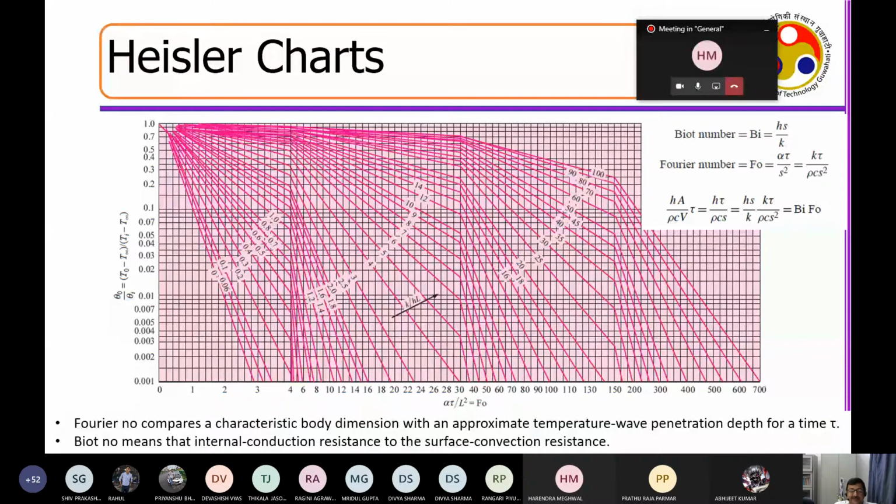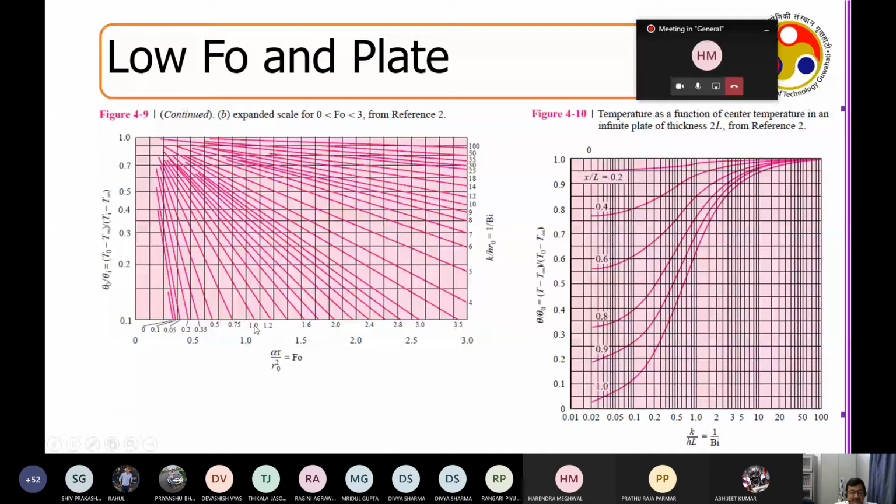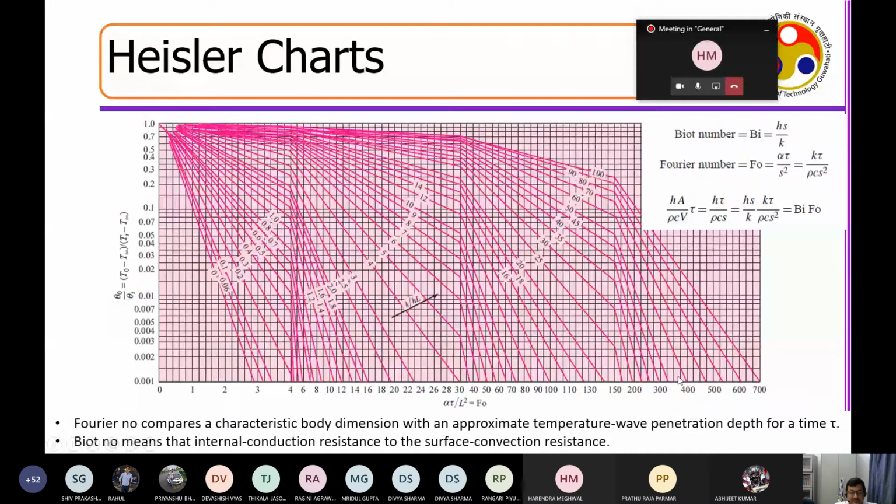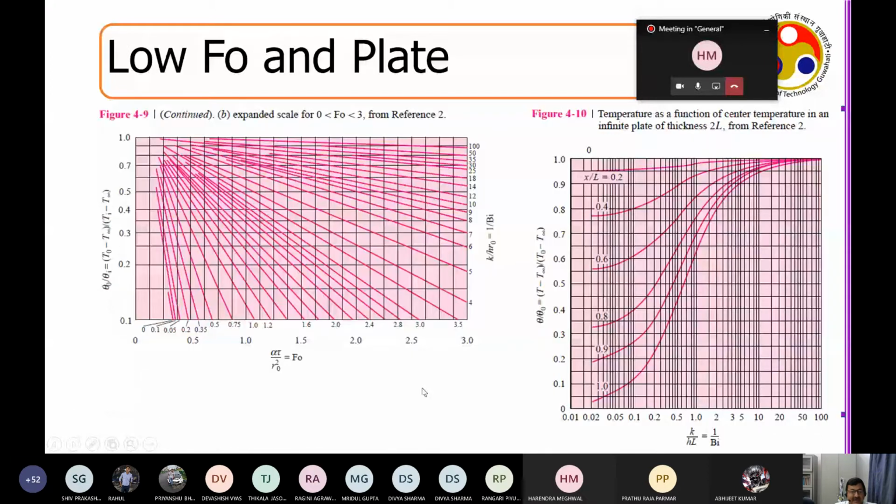Similarly, you can see that. If I just focus on this part, this is the low Fourier number situation. Here you can see that these are all log plots, right? This is a log plot. This is also log. This is also log. So 1 to 10, 10 to 100, and then 100 to 700. So you can see that, say in 0.1 to 10, you may see them to be linear.